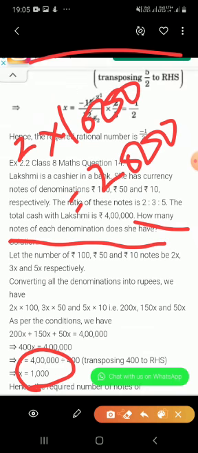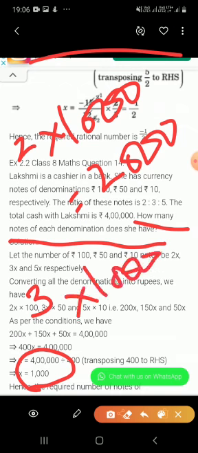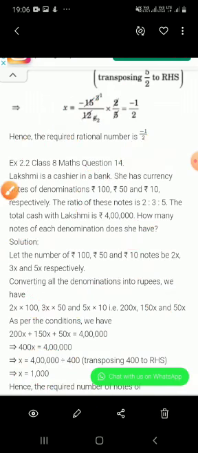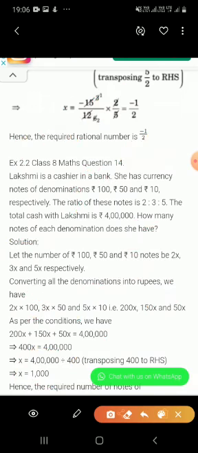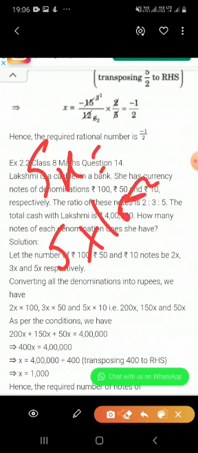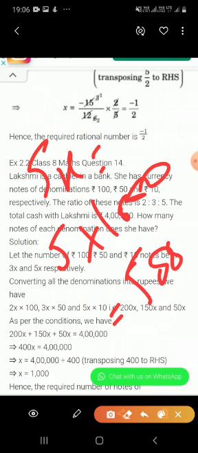Then 50 rupees notes we have assumed 3x. So 3 into 1000, that is 3000 notes. Then we have assumed 10 rupees notes as how much? 5x. So 5x means 5 into 1000, that is 5000.